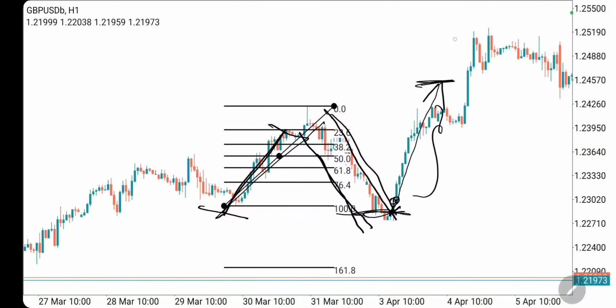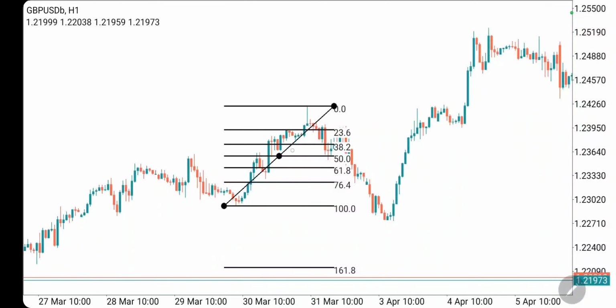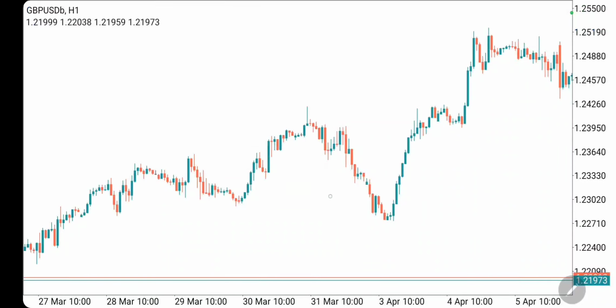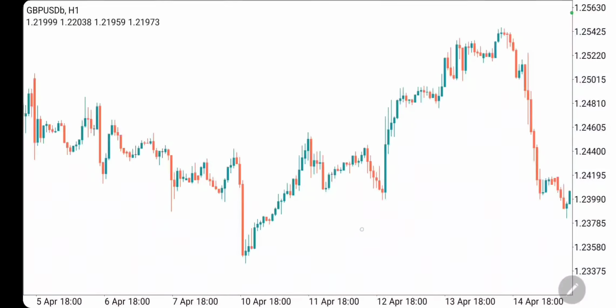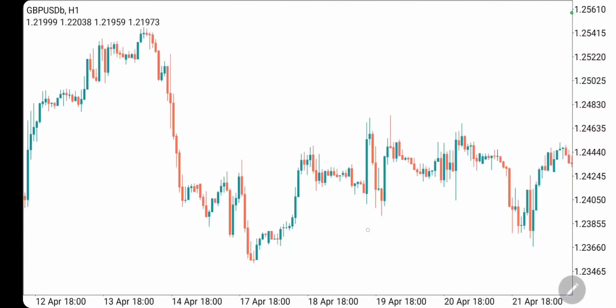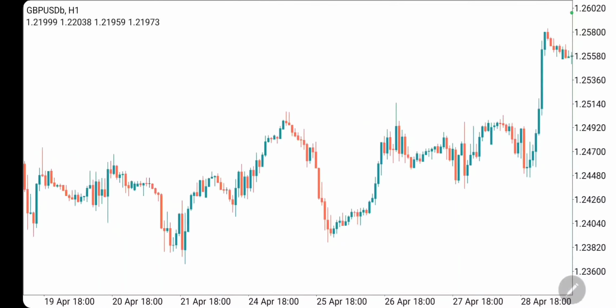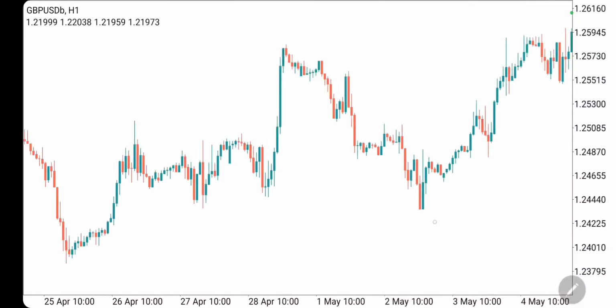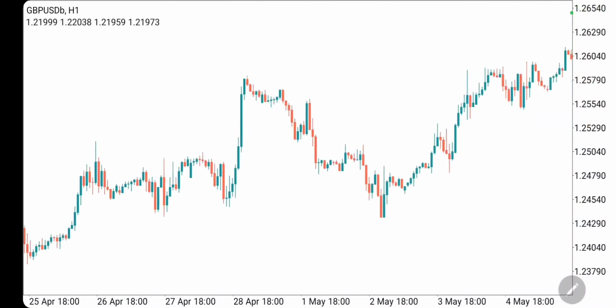I don't know if this is clear, but let's look for another example that best depicts what we are actually looking at. Okay, now we've got another example here.